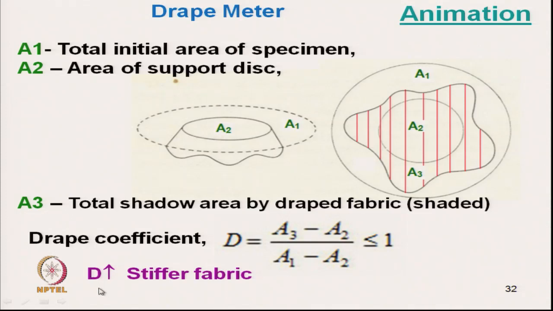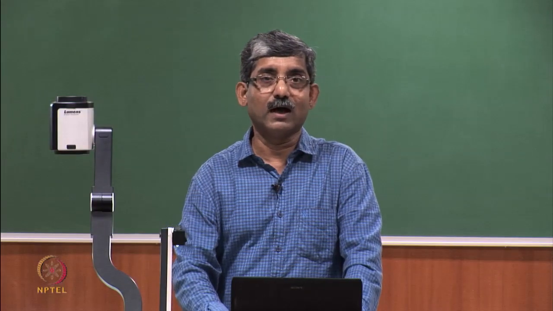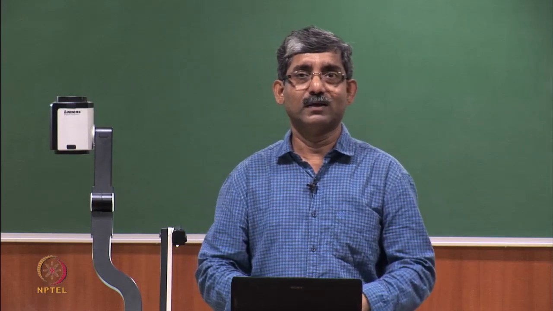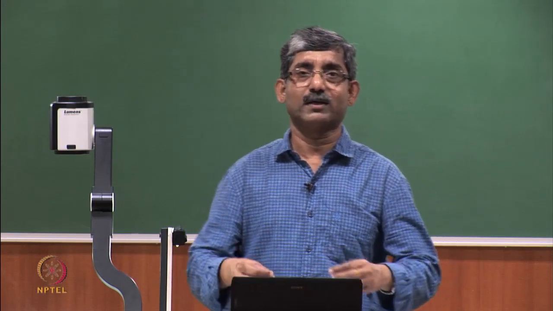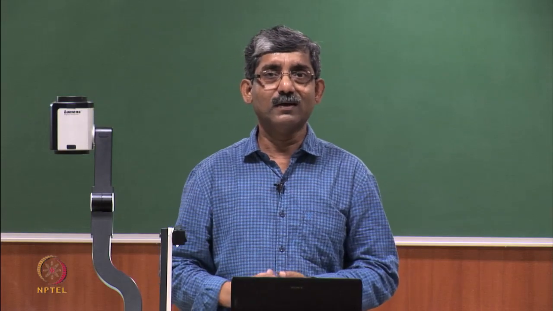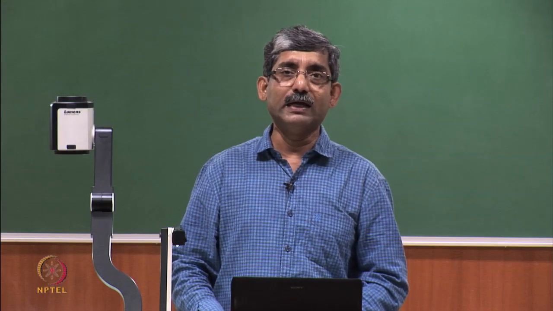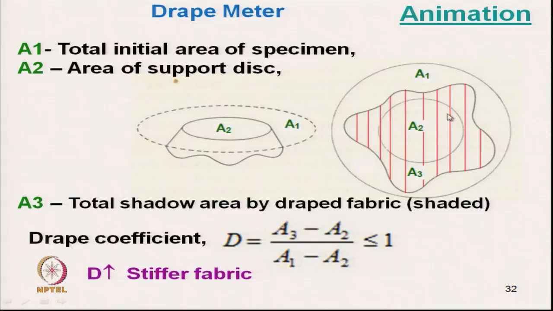Now, as the fabric gets stiffer, the drape coefficient will be high. Suppose a fabric which is totally limp does not have any projected area. Then the projected area A3 will be equal to A2. In that case, A3 minus A2 will be 0, so the drape coefficient for that fabric will be 0.